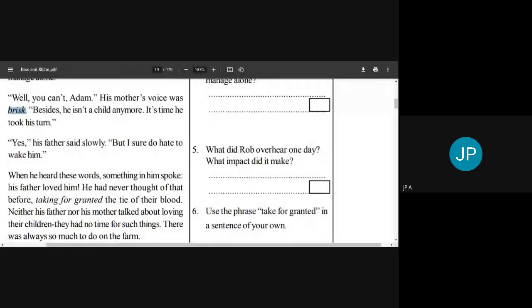You have to start taking responsibilities little by little, because otherwise you will not be able to do anything after you become an adult. So that is what the mother is saying. He is not a child anymore. It is time he took his turn.